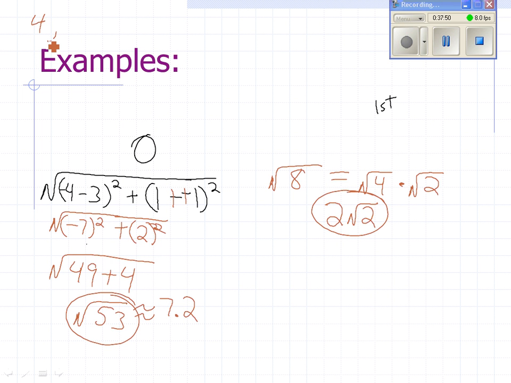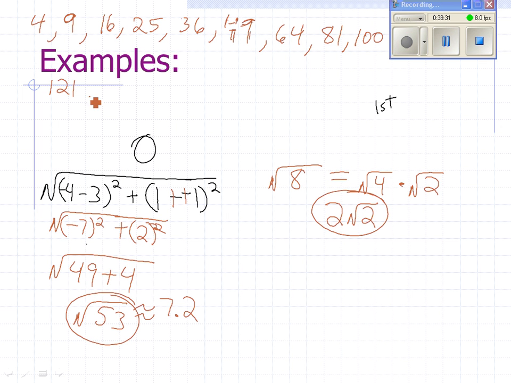Remember, you multiply. 2 times 2 is 4. Then what? 3 times 3 is 9. 4 times 4 is 16. 5 times 5. 6 times 6. 7 times 7. 8 times 8. 64. 9 times 9. 10 times 10. 11 times 11. 12 times 12. 144.